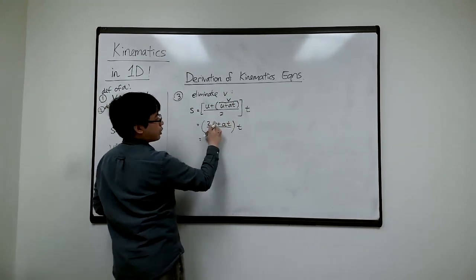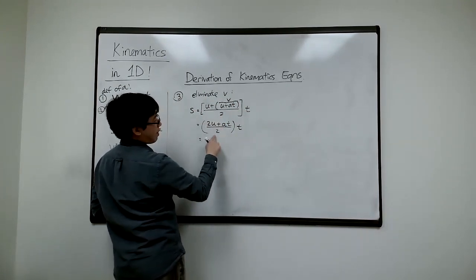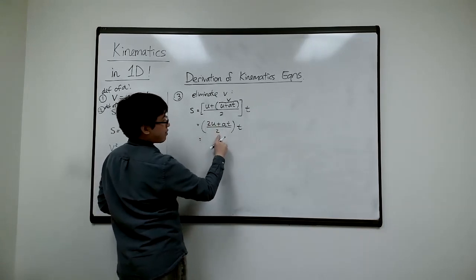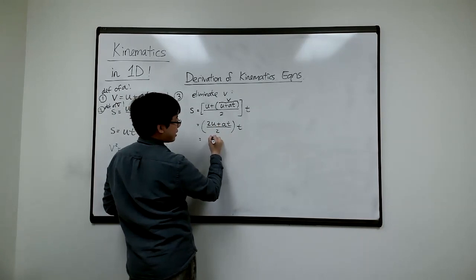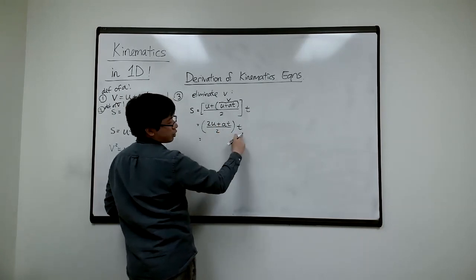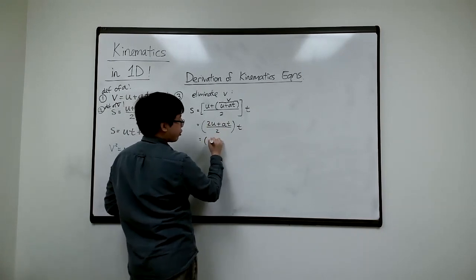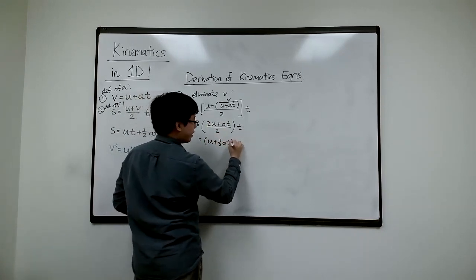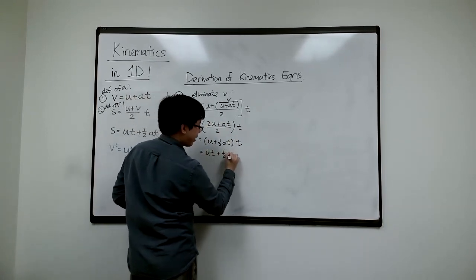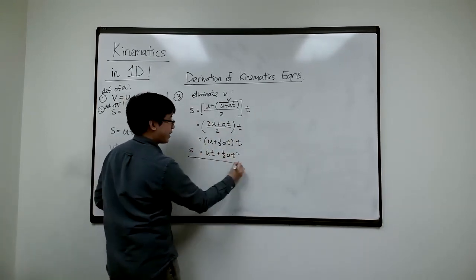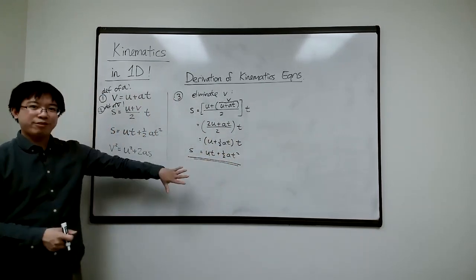Let's divide by 2 first. So 2U divided by 2 is U. You can also pull the 2 out, whatever way you like. So I'll simplify the things in the parentheses first. So U plus half AT, right? And just multiply the T in. You have UT plus half AT squared. Okay, done.